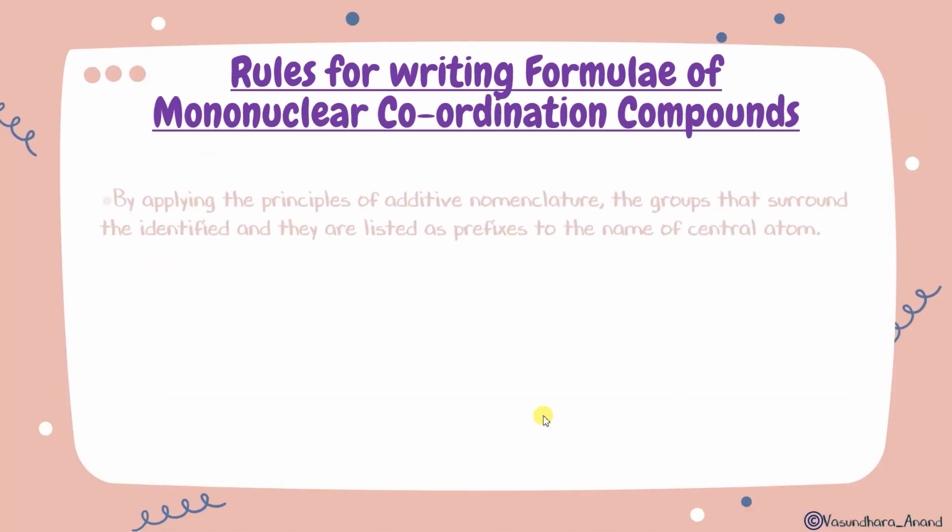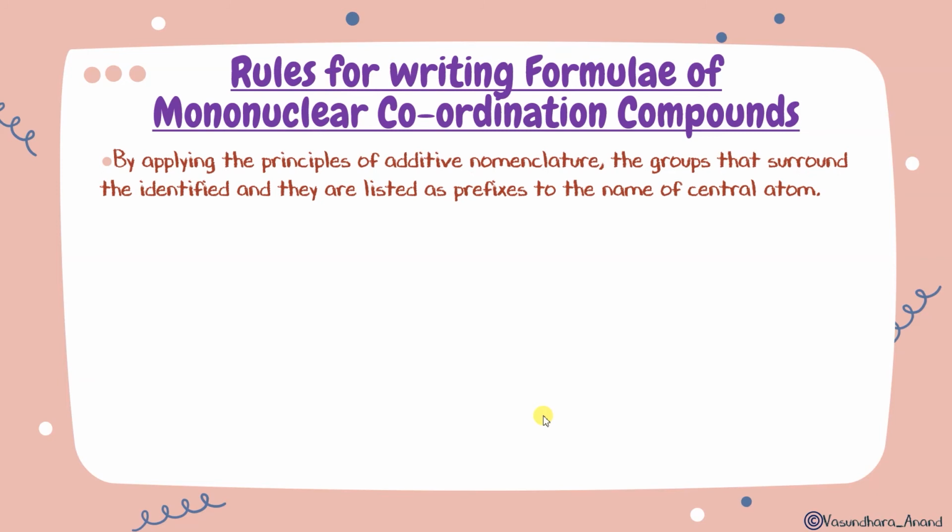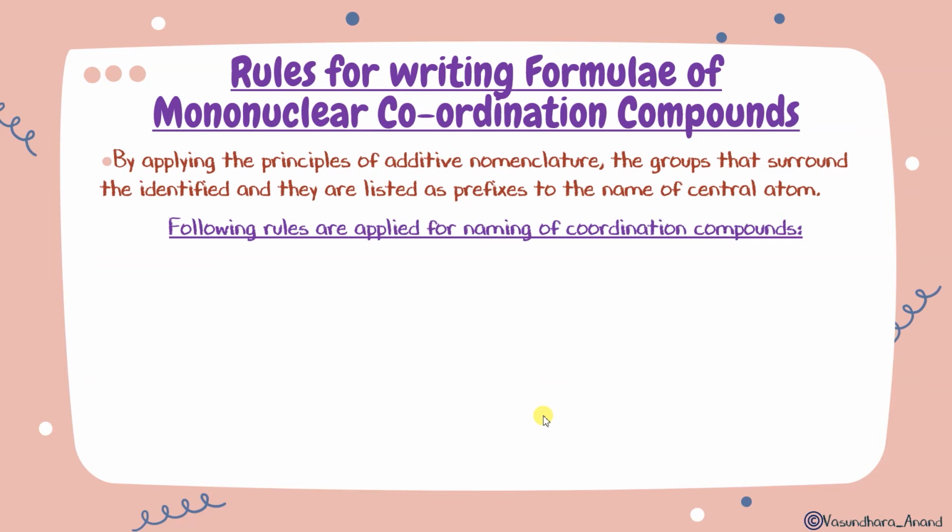Now the next thing, writing the formula of mononuclear coordination compound. Mononuclear, like which is having only one atom. So by applying the principle of additive nomenclature, the groups that surround the central atom are identified and they are listed as prefix to the name of the central atom. I will give you a small formula for that. It is the rule. Just go through with that.